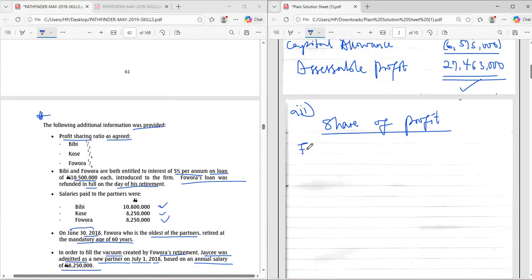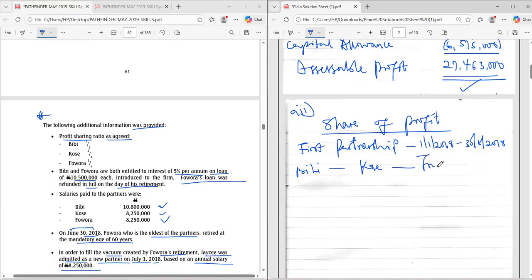So let's say first partnership, which lasted from when? 1st of January 2018. So when did that guy retire? June. So 30th of June 2018. It is at the time that he retired that the first partnership ended. And the partnership was between who and who? BB, O'Shea, and Powora. Okay, you understand this?